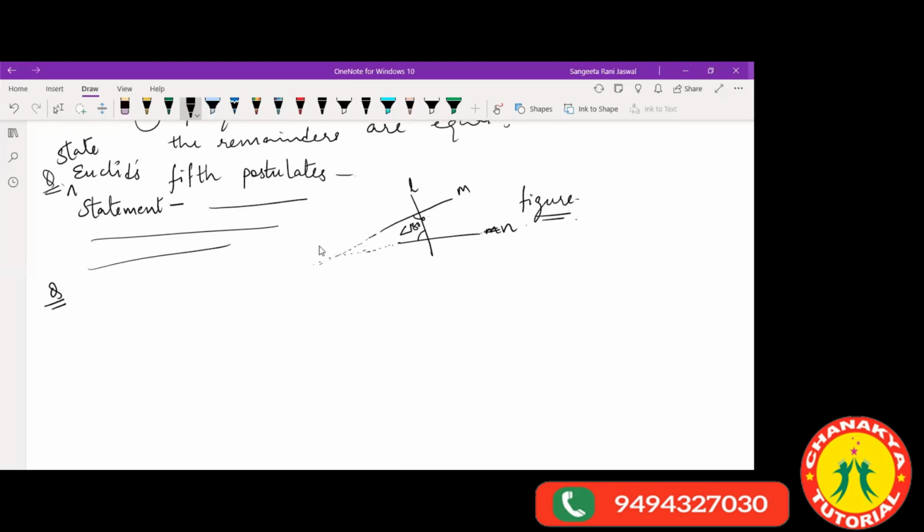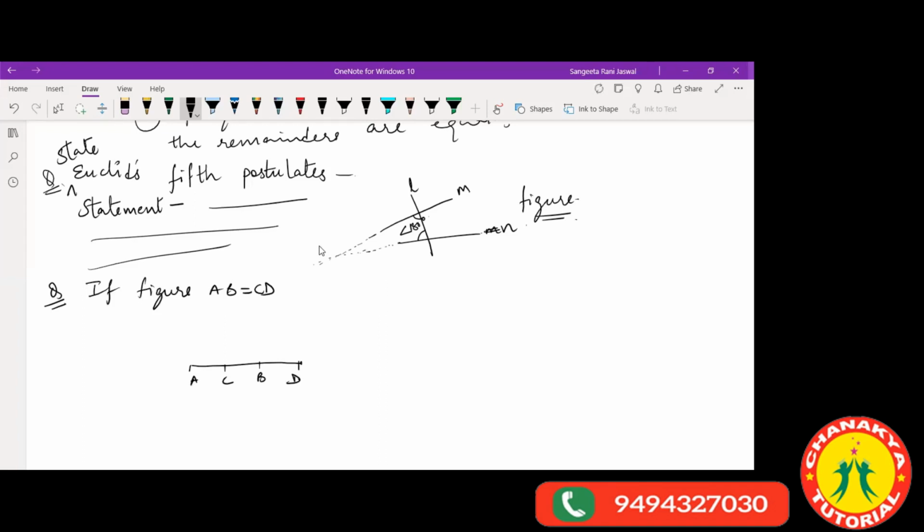In the figure, now this is the figure I'm showing you here. A, C, B, and D. Okay. In the figure, AB is equal to CD.